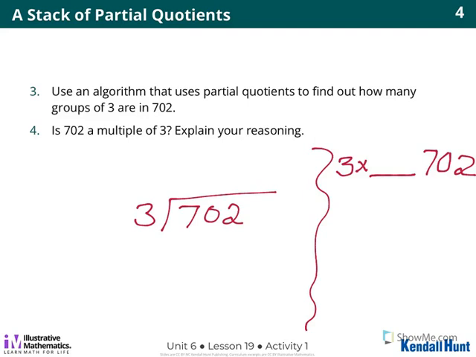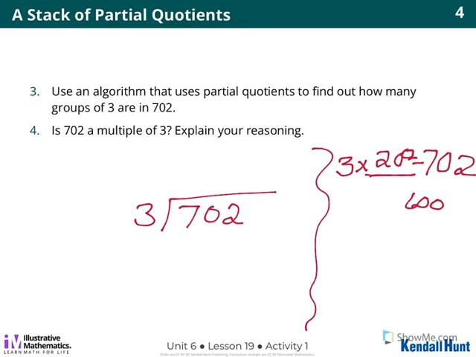I'm going to think to myself, 3 times what number gets me close to 702? What do you think, Jerica? 3 times 20. Sure, we could start with 3 times 20, which would give us 60. What could we do to that 20? Hadley. What's 3 times 200? That's right, 600.